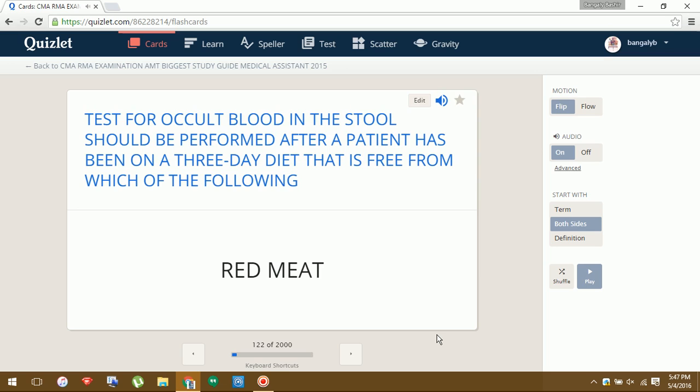Test for occult blood in the stool should be performed after a patient has been on a 3-day diet that is free from which of the following? Red meat.